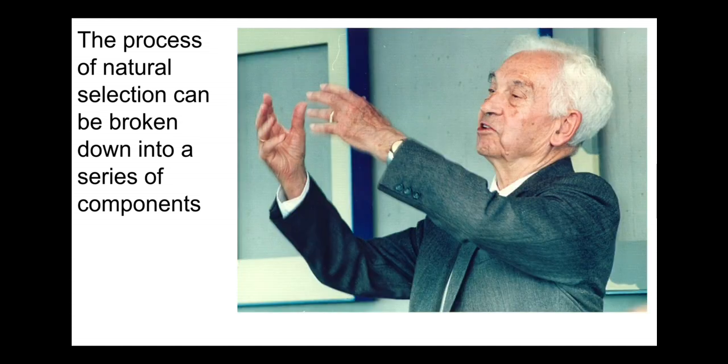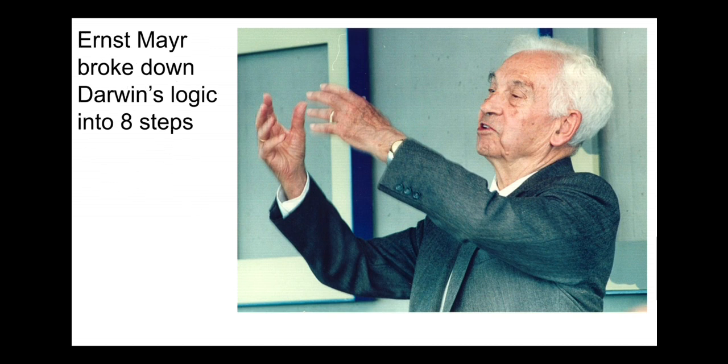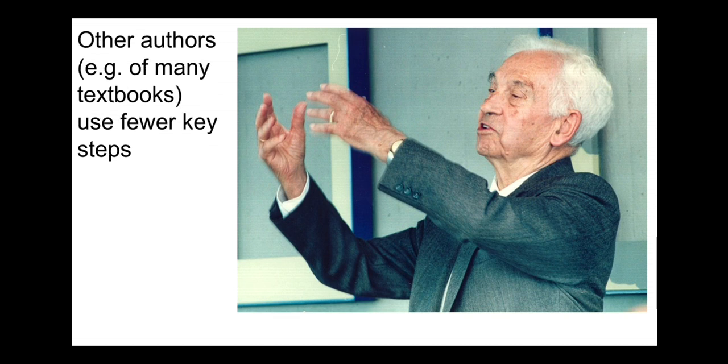So the process of natural selection can be broken down into a series of components. This was done by this scientist, Ernst Mayr. He was looking back at Darwin's writing and came up with a framework for the important pieces that Darwin used. He broke it down into 8 steps, a number of observations that Darwin used, and then inferences he made, logical steps based off of those pieces of evidence.